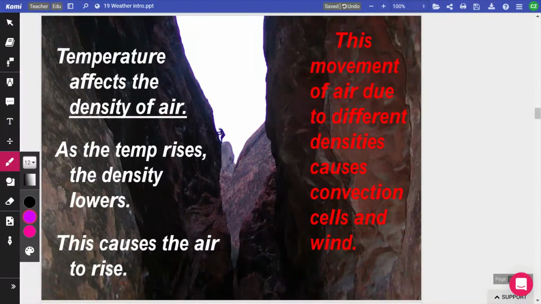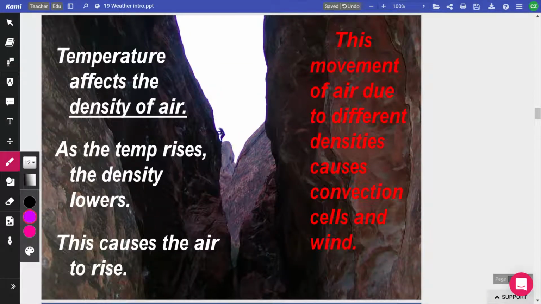Great. So, temperature. Temperature is all about density, or really density is all about temperature. As the temperature increases, the density decreases. They're inverse. So a higher temperature has a lower density, and a lower temperature has a higher density. Hot things have low density and they will rise. Cold things have a higher density and they will sink.